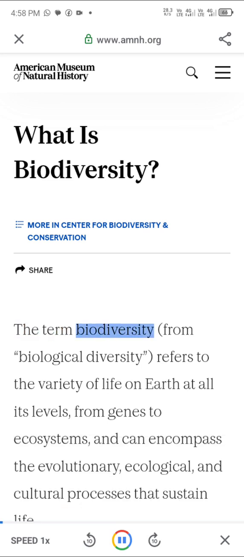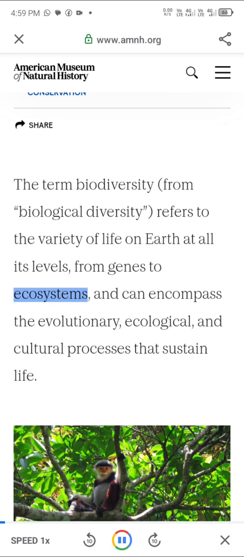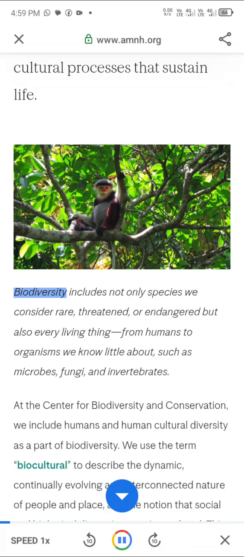The term biodiversity, from biological diversity, refers to the variety of life on Earth at all its levels, from genes to ecosystems, and can encompass the evolutionary, ecological, and cultural processes that sustain life. Biodiversity includes not only species we consider rare, threatened, or endangered, but also every living thing, from humans to organisms we know little about, such as microbes, fungi, and invertebrates.